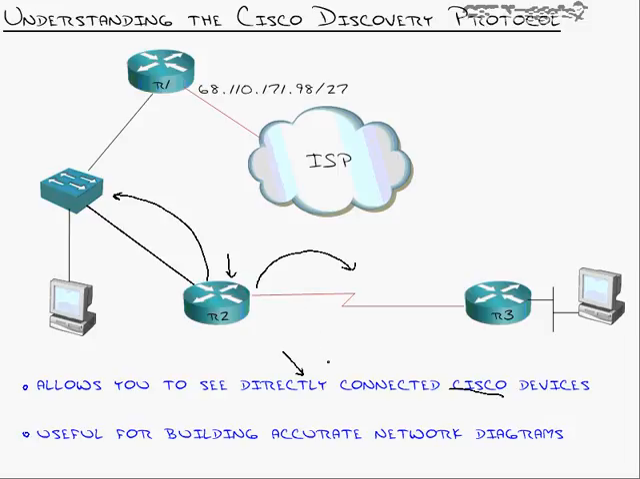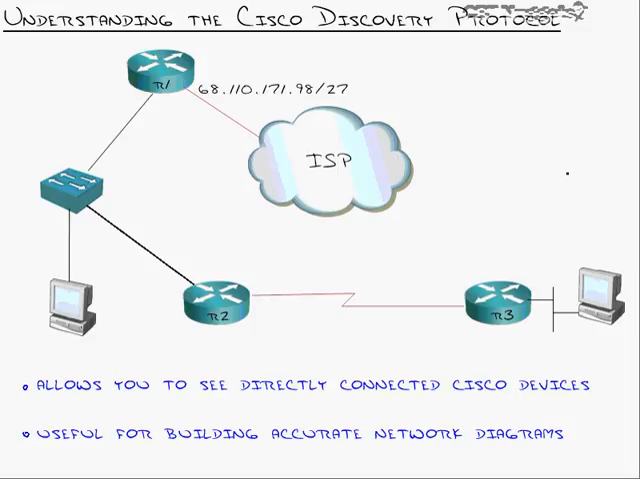Now, the benefit is that it will show you not only who they are, but what their IP address is, what router platform they're running, what IOS version they're running. There's a lot of good stuff in there. So this is very useful for building accurate network diagrams. Whether you have this kind of diagram to start with, which just shows the physical layout, or whether you have nothing at all to start with. Maybe you just have a blank piece of paper and you're thinking, okay, let's figure out what's connected.